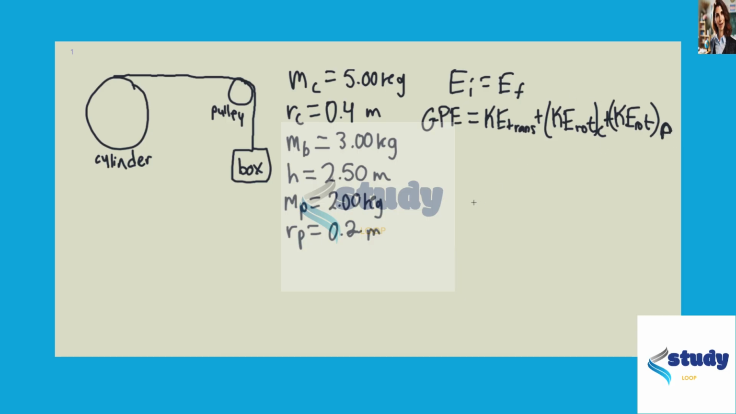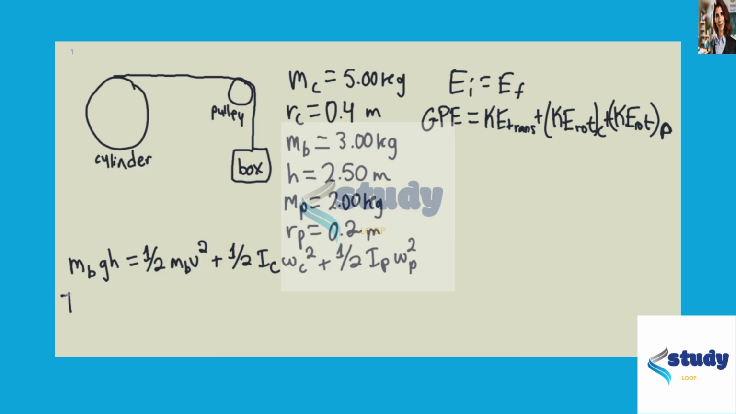And at this point, we can then try to solve for this. So we have mass of the box times gravity times height. This can equal 1/2 times the mass of the box times the velocity squared plus 1/2 the moment of inertia of the cylinder times the angular velocity of the cylinder squared plus 1/2 times the moment of inertia of the pulley, the angular velocity of the pulley squared.